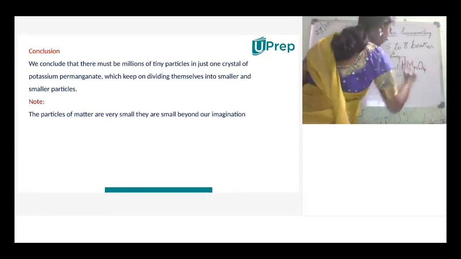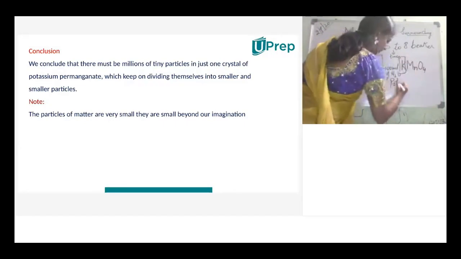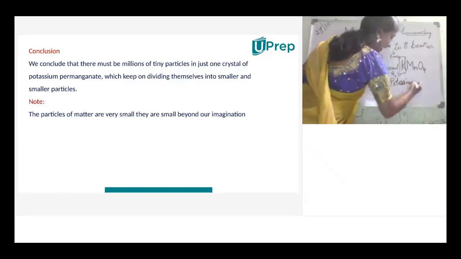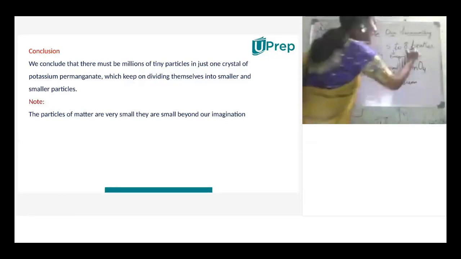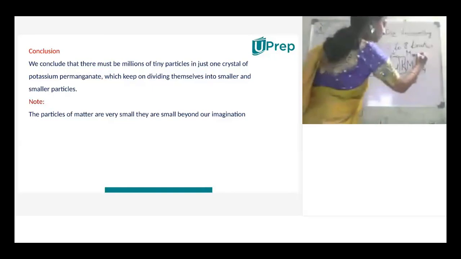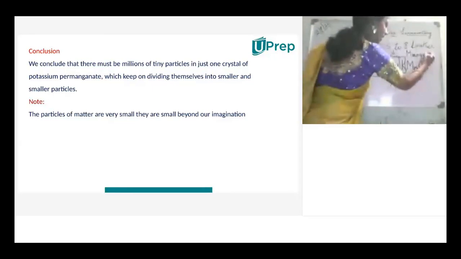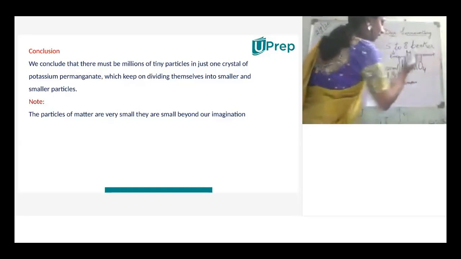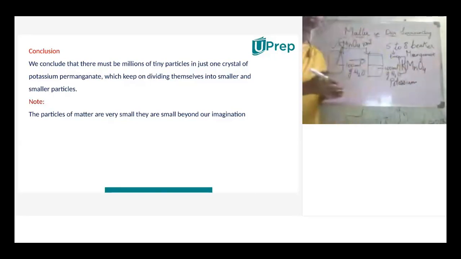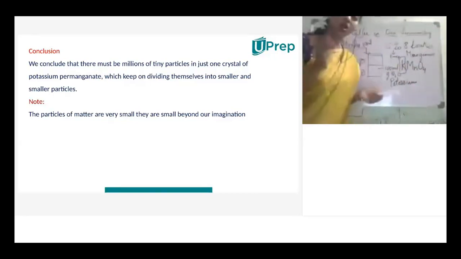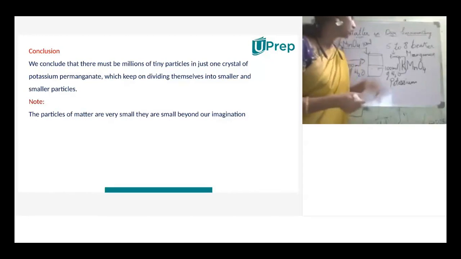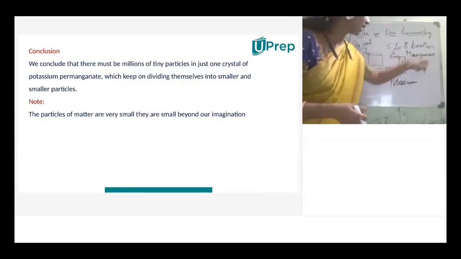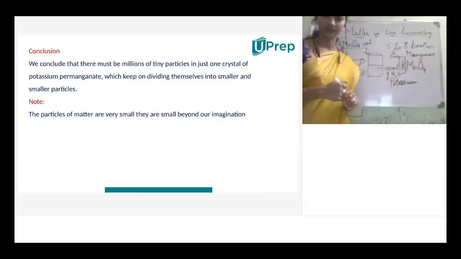KMnO4. K stands for potassium. Is it visible? Yes, ma'am. Mn stands for manganese. What element is it? It's a compound. Potassium permanganate is a compound. A compound is nothing but a combination of different elements. Understood? Mn is nothing but manganese, O is nothing but oxygen.